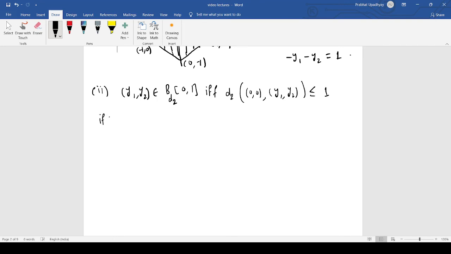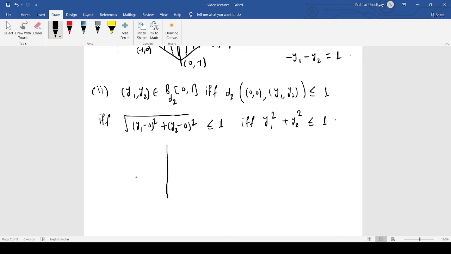That means this is possible if and only if square root of (y1 minus 0) square plus (y2 minus 0) square is less equal 1. And after squaring, this is possible if and only if y1 square plus y2 square is less equal 1. That means geometrically, what does it represent? It represents the set of all points inside and on the circle centered at 0 of radius 1.